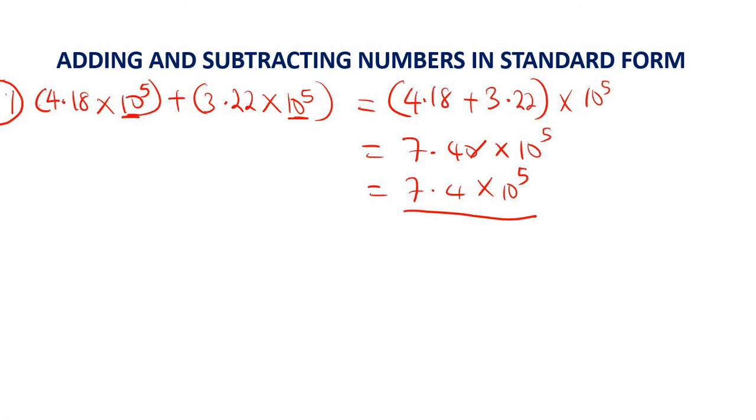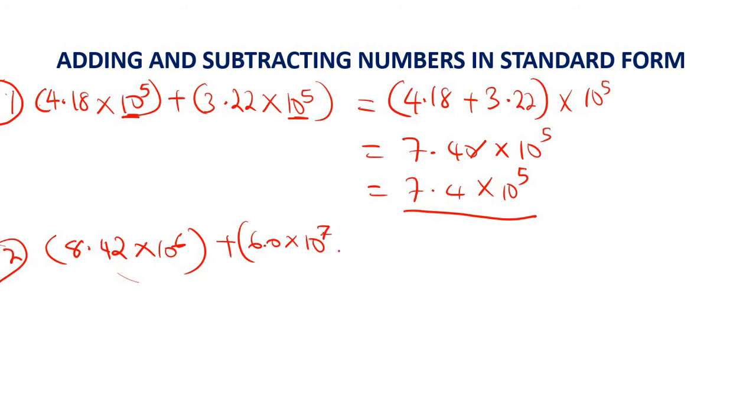Now let's look at when the powers of 10 are not the same. So for instance, let's say I have 8.42 times 10 raised to the power 6, plus 6.0 times 10 raised to the power 7. So the powers are not the same. This is 6, this is 7.